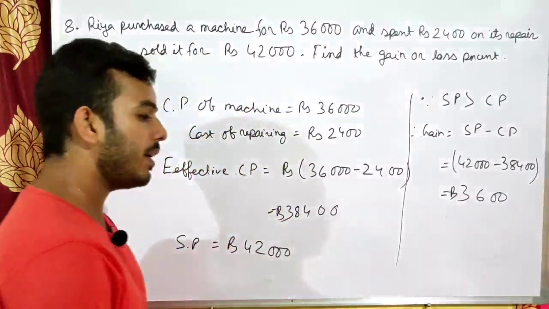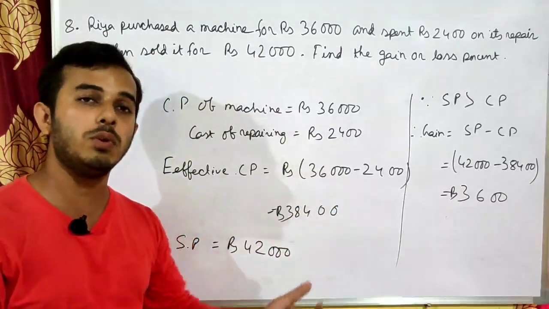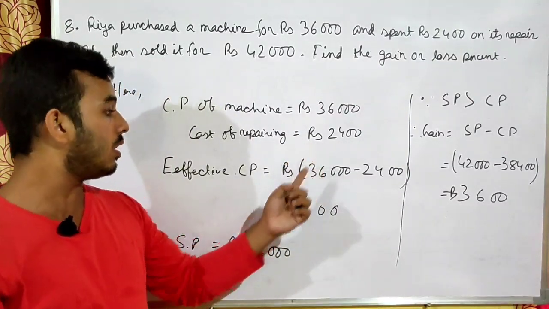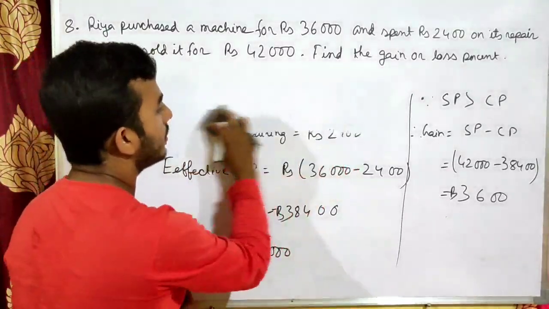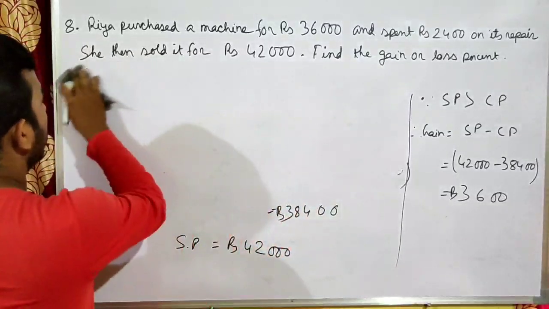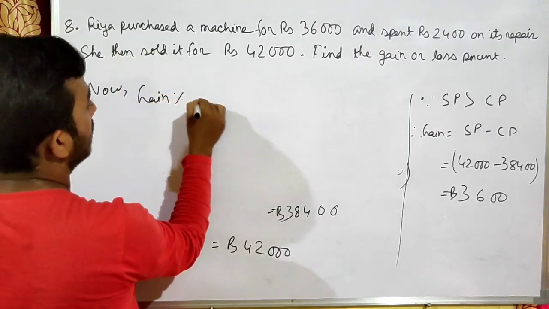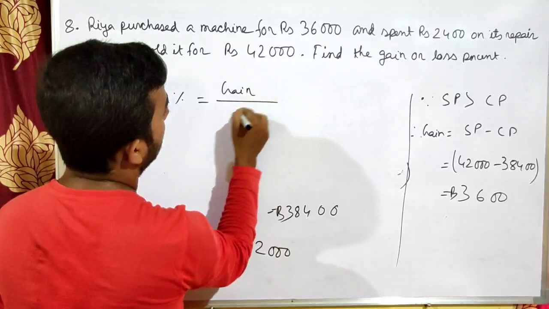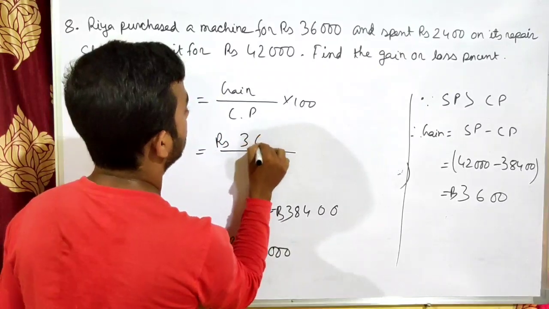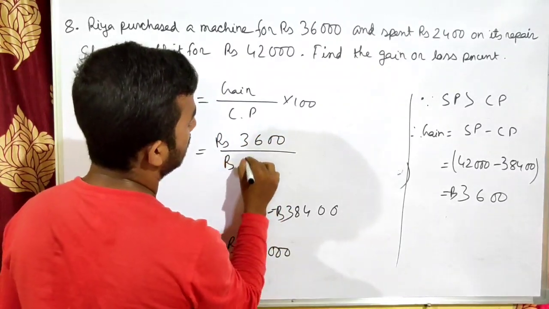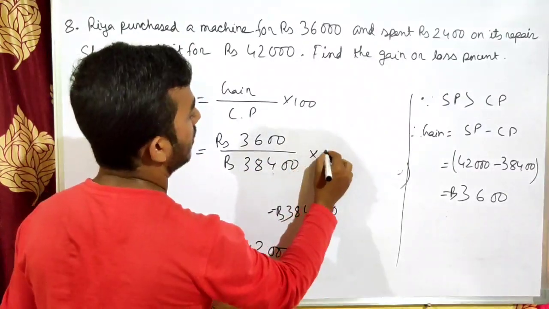Now, for finding gain percent, what is the formula? Gain by CP into 100, isn't it? We already know the gain here, and we also know the CP. So we'll write gain percent equals gain by CP into 100. Here gain is rupees 3,600 by CP, which is rupees 38,400, into 100.